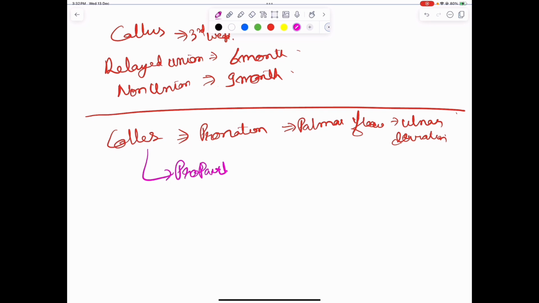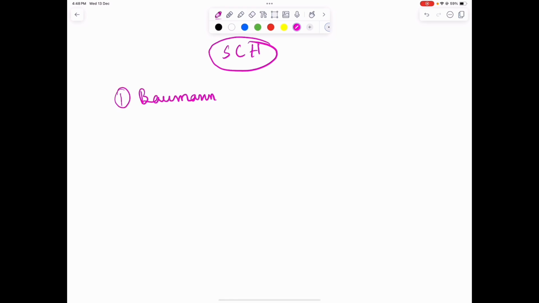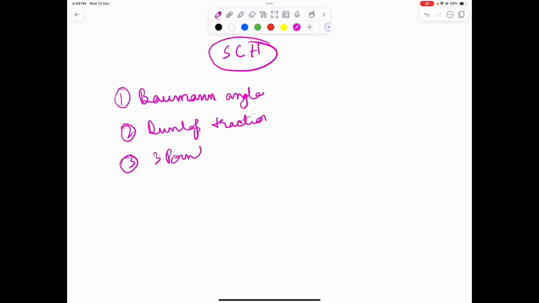Now we move on to the fractures from head to toe. Now we move on to the supracondylar fracture of humerus. Something that is important in it are Baumann angle, Dunlop traction, 3-point maintained, closed reduction plus K wire.